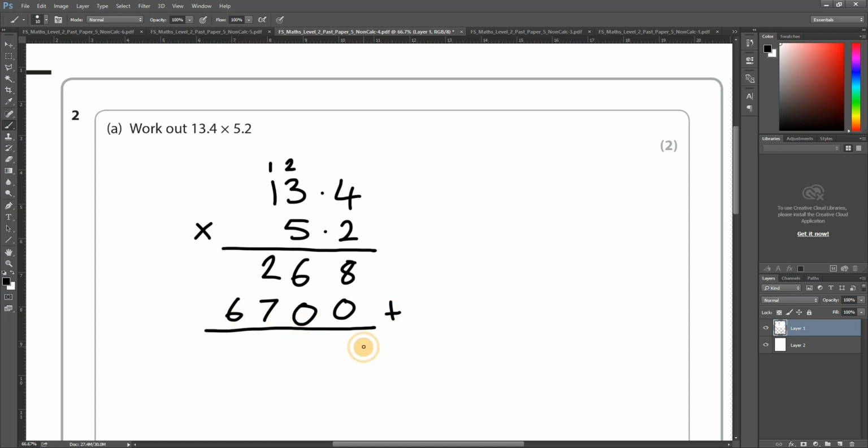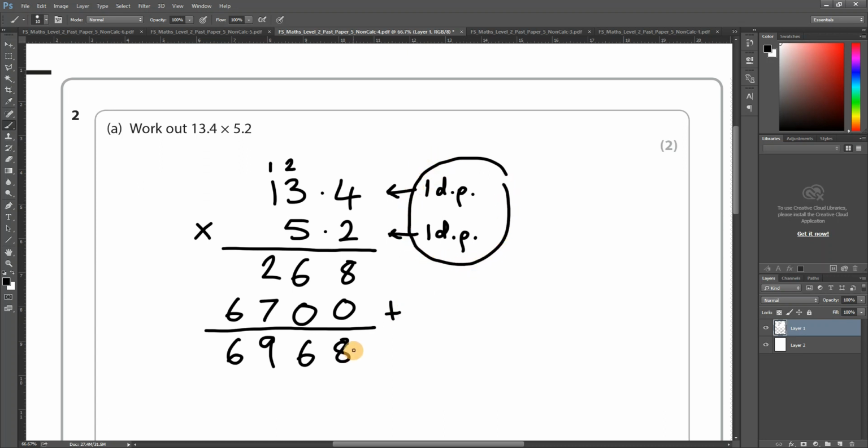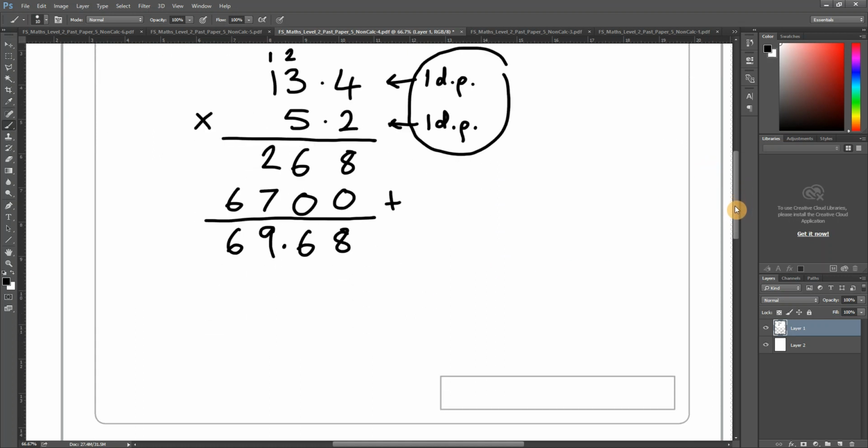And you add these two lines together, so that's an 8, that's a 6, that's a 9, and that's a 6. Now we look at how many decimal places this had. This had 1 decimal place, and this had 1 decimal place as well. So altogether you've got 2 decimal places for your answer, which is right there. Let's put that in the answer box.